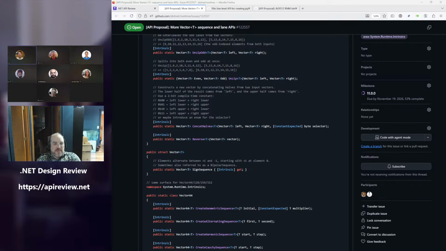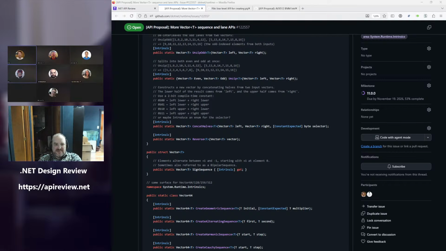I would not be against concat LL and stuff. I do actually think concat halves is a little bit more understandable to someone who's just reading it. Aside from the magic selector, it could be an enum if we wanted to come up with a name for the enum. And then you could say concat halves selector dot lower, lower, lower, upper, upper, lower. There's a few different options that were discussed there.